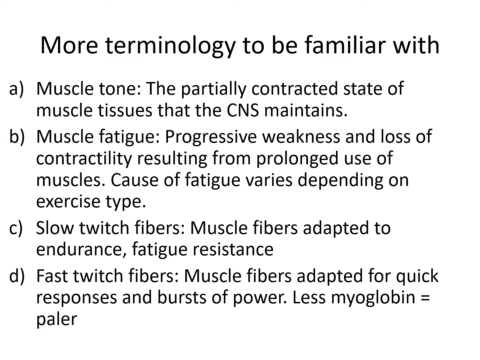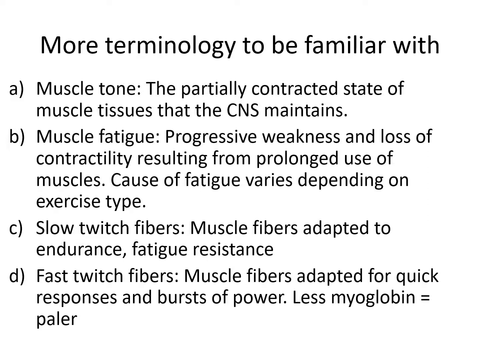Another term that you are probably familiar with is muscle fatigue, which is just a progressive weakness and loss of contractility that results from prolonged use of muscles. The cause of fatigue can vary depending on the exercise type, or it can be from overuse, for example. And then slow twitch and fast twitch fibers. Slow twitch fibers are muscle fibers that are adapted to endurance. They're also known as oxidative fibers, and they generally have a lot of resistance to fatigue because they rely on aerobic respiration, which supplies the tissue with enough ATP to undergo continuous contraction.